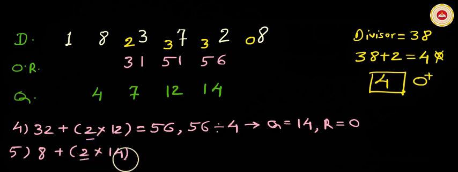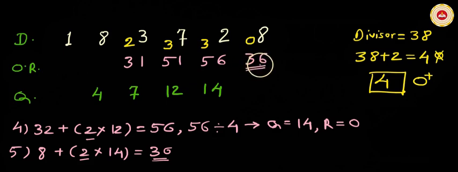See, 2 times 14 is 28, plus 8 is 36, correct? We write 36 below 8. This 36 is the last osculation result, to be written below the last digit in the dividend, which is 8. Now see friends, this 36 is the last osculation result.